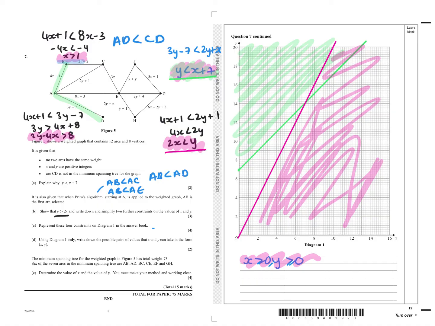Right, now the next line is x is greater than 1. So here we have this line, and we want it greater than, so we're going to shade what we don't want, which is on the left-hand side.